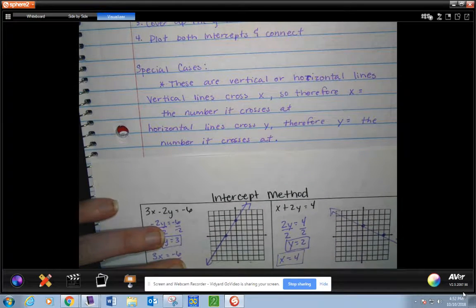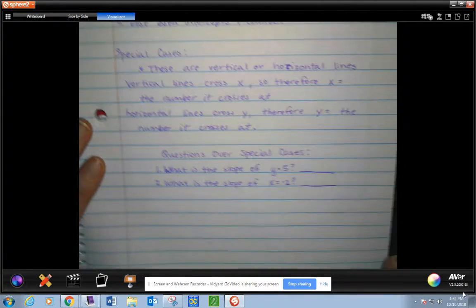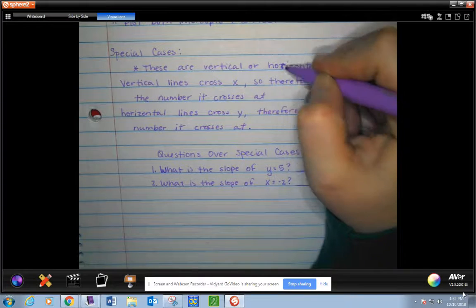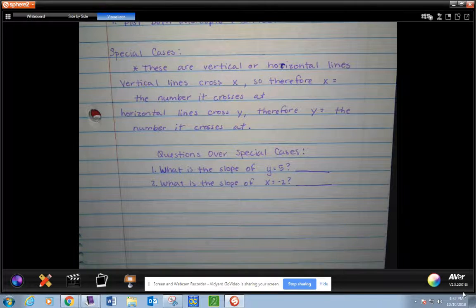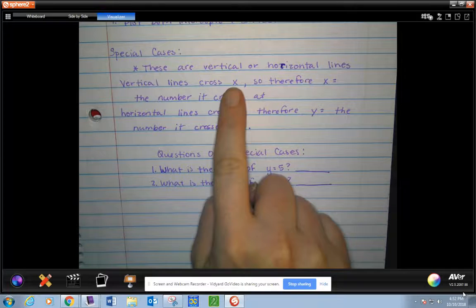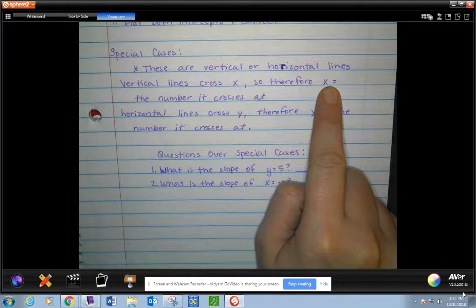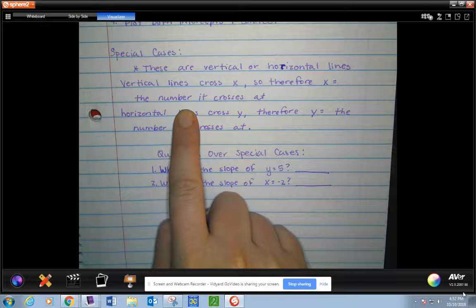Okay, now I'm going to go back to my journal, and if you will, right underneath that, write special cases. Go ahead and pause and write this. Okay, special cases, these are just vertical or horizontal lines. Sorry, I misspelled that right there. So horizontal lines. Vertical lines cross the x-axis, so therefore we'll do x equals whatever number it crosses at.